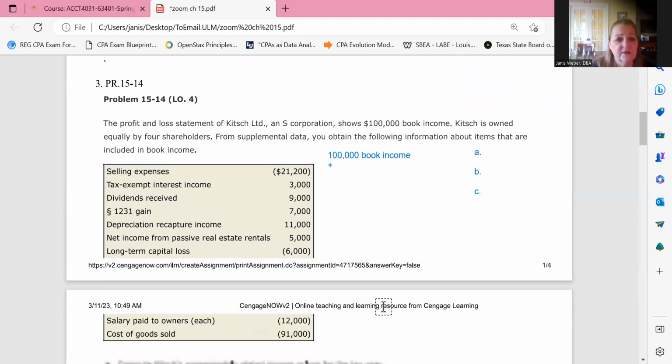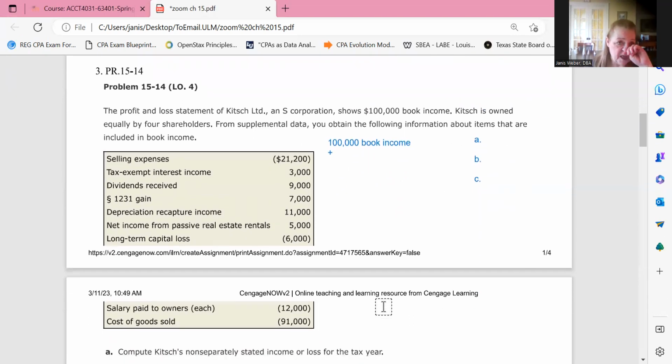All right, then 15.14 is the next one. The profit and loss statement of Kish Limited, an S corporation, shows $100,000 book income. Kish is owned equally by 4 shareholders, and from supplemental data, you can obtain the following information about items that are not included in book income. So the first thing we have to do is convert the book income to tax income. How much should be ordinary income? How much should be separately stated?